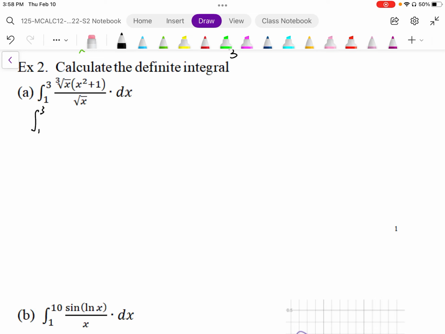So I'm going to expand this in. This becomes x to the power 1/3 plus 2, so that's going to be 7/3. So 2 is 6/3 plus 1/3 is 7/3. Plus, this is going to be x to the power 1/3, and that's all divided by x to the power 1/2, times dx.